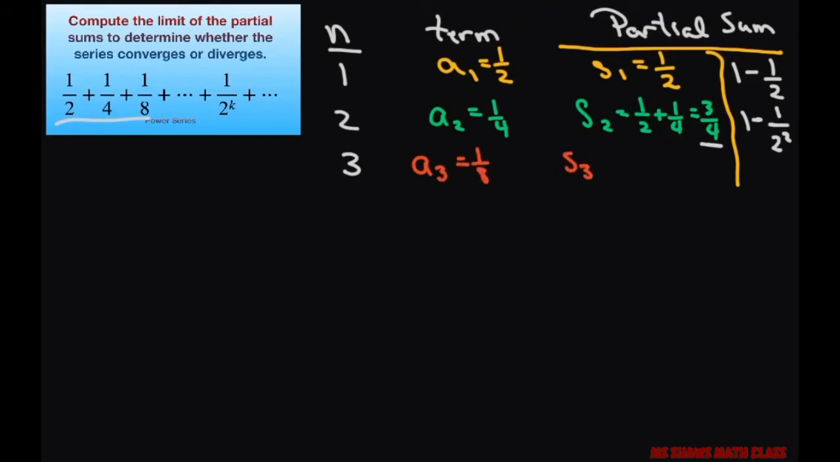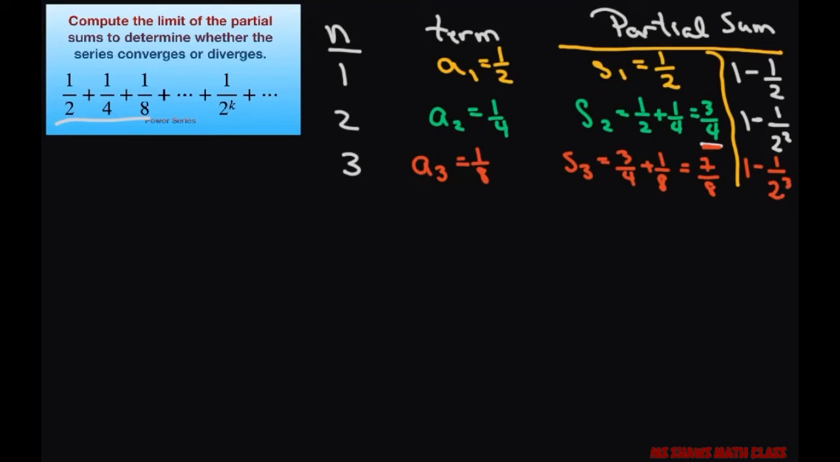So we're going to add the sum of our first three terms. The sum of the first two terms was 3/4 plus 1/8. And that's going to give you 7/8. Notice here that equals 1 minus 1 divided by 2 cubed.